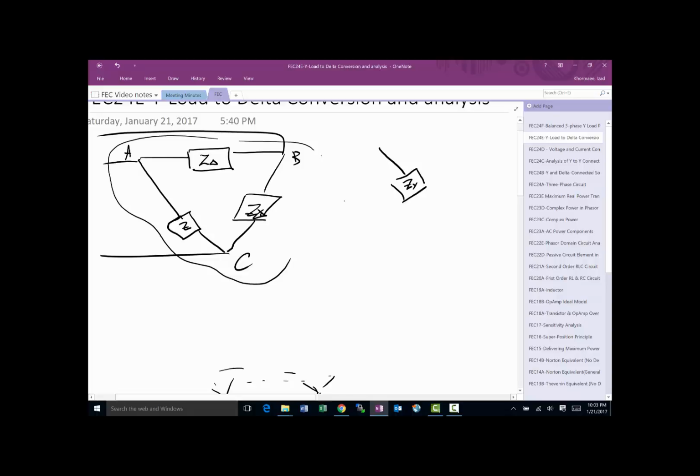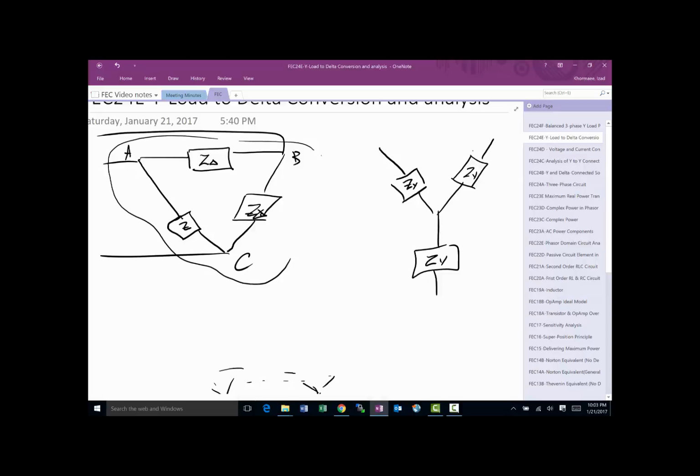Basically what we're doing, we're converting our delta load into a Y load, and it would behave as if the delta load was there. And what that does, it allows us to take advantage of all the Y load activities and analysis that we've done earlier and apply it to this load, which is a delta load.